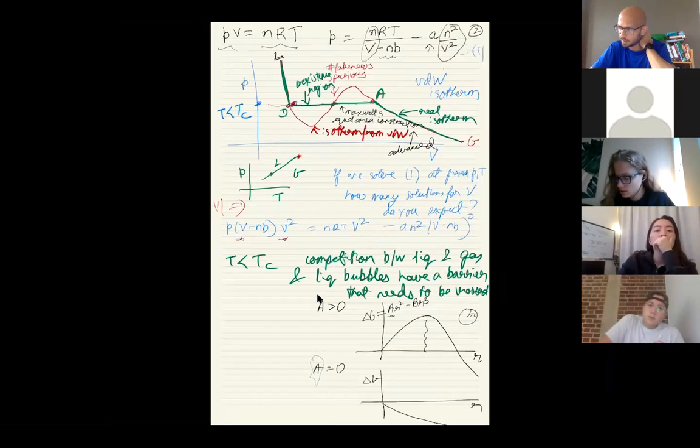You cannot really tell the difference between liquid and gas. You have a gas phase and the liquid just forms on its own. There is nothing that's stopping it. It's barrierless and there is no difference. So that's it for the critical point.